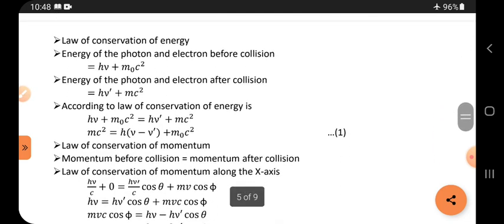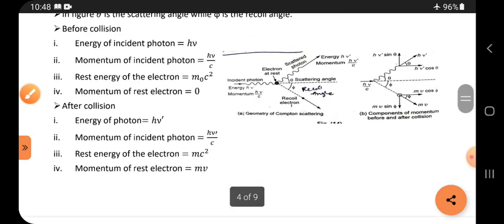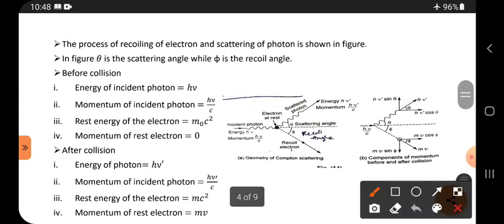Next, law of conservation of energy. Let me apply the law of conservation of energy. Energy of photon and electron before collision. So before collision, how much? See here, energy of photon and electron. Before collision, this is the energy, and after collision, the energy is this one and this one.